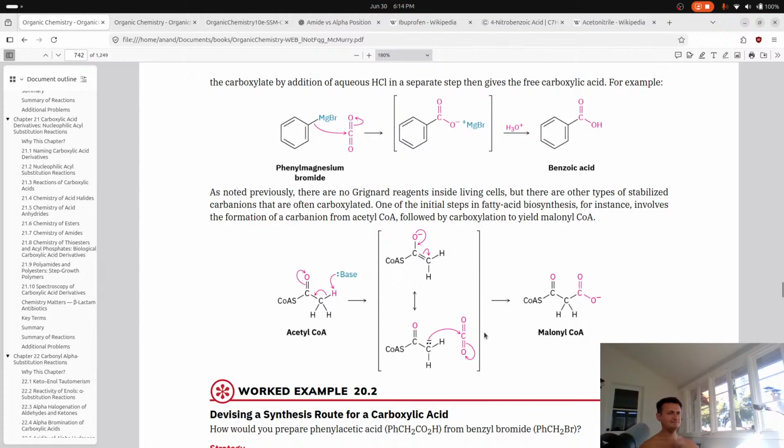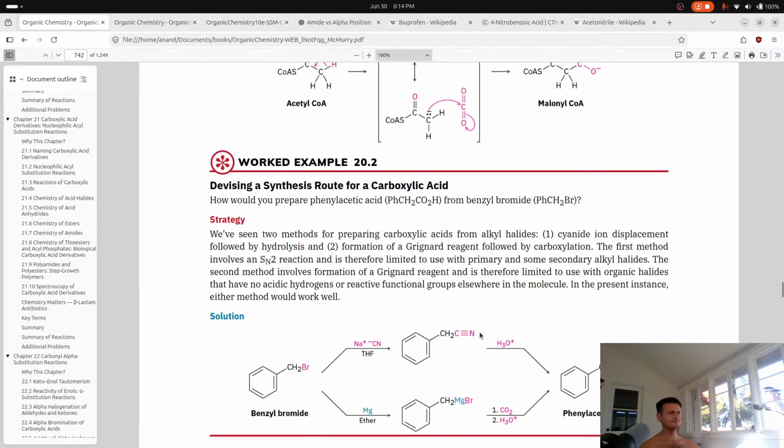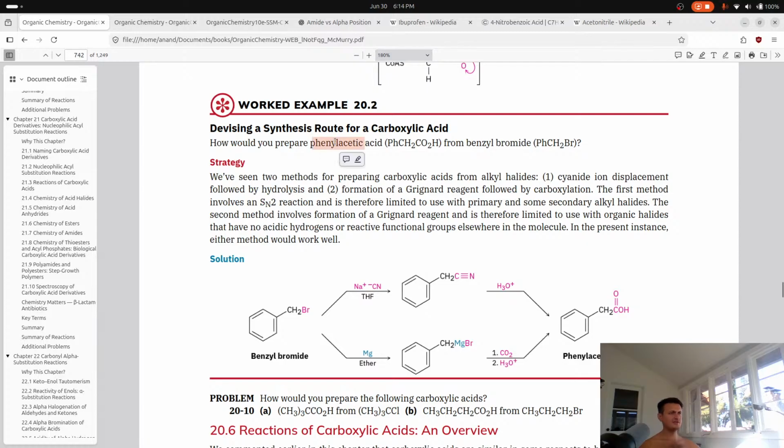Does that really happen? That's pretty cool. How would you prepare phenylacetic acid from benzyl bromide? Okay, well, already there, if you see this thing, we just treat it with cyanide. Or actually, if it's bromide, you could also make a Grignard out of it. Okay, that's pretty cool.